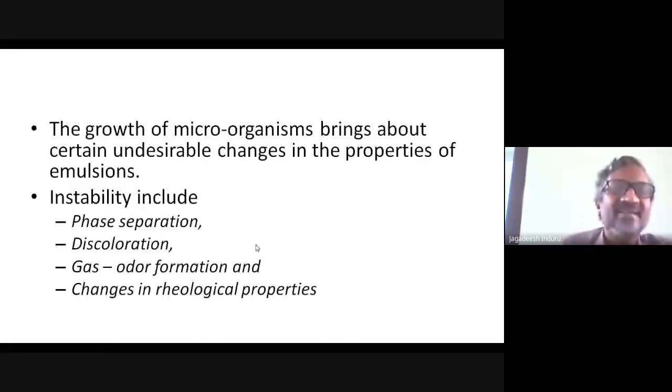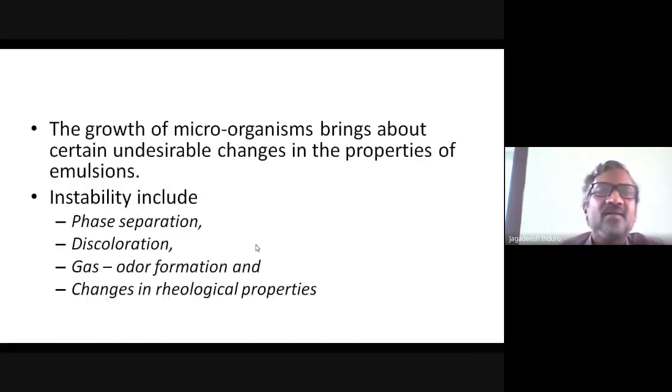Another one is the discoloration, because the emulgent got degraded and the oil got degraded. So you are going to get a discoloration. A foul-smelling gas will be observed in the rancidity of the oils. So that causes a bad sense of taking a medicine, and it is not worth taking also. And changes in the rheological properties will also be there because of that reason. So we need to consider adding an optimum concentration of preservative to stabilize your emulsion.